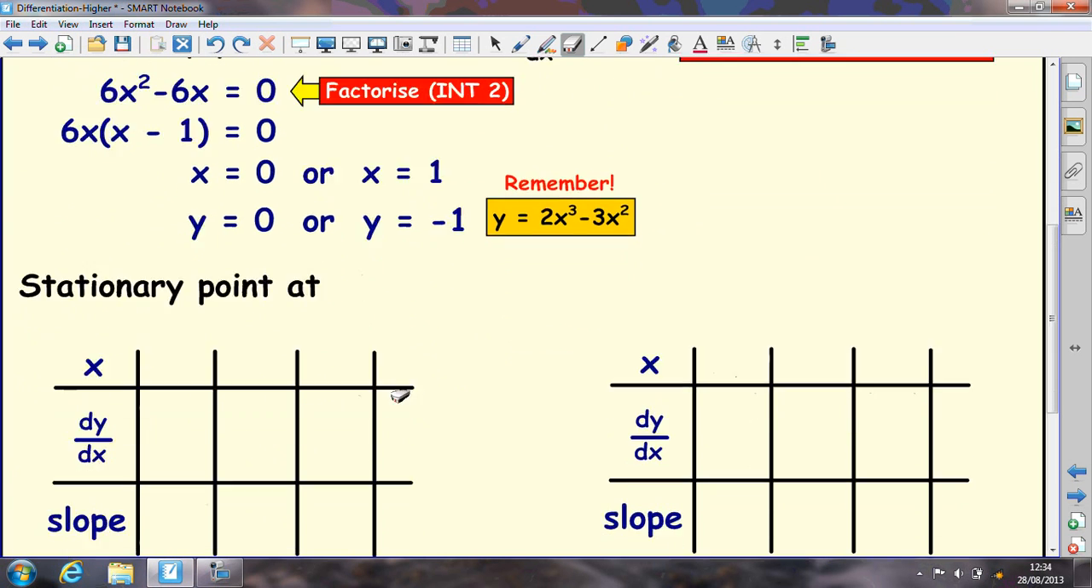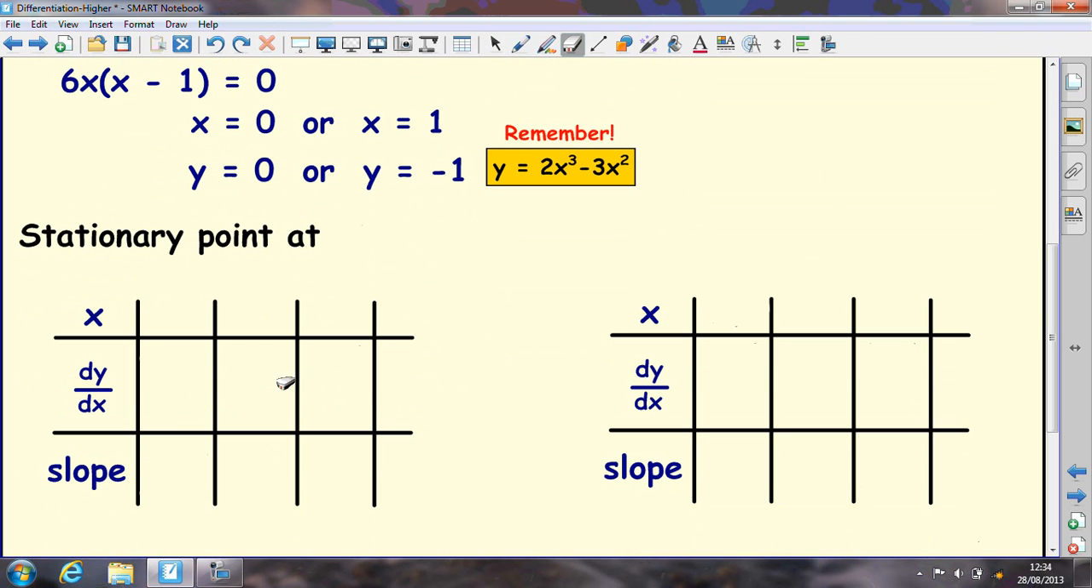So now we have to do two nature tables. Some people do it all in the one nature table, which is absolutely fine. I just prefer to do it on two separate nature tables. So our stationary points are 0, 0 and 1, negative 1. The first nature table, I'll go for the stationary point at 0, and the second one, I'll go for the stationary point at 1. Those are the x values we use here because we're looking along the graph.